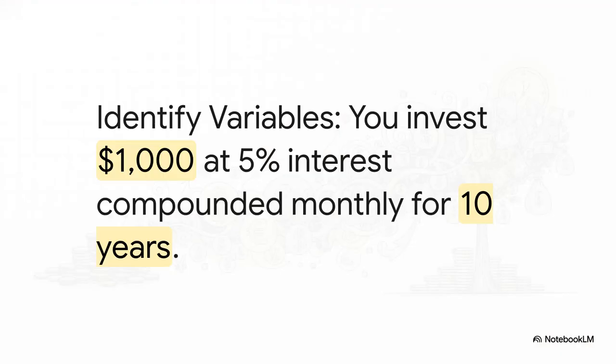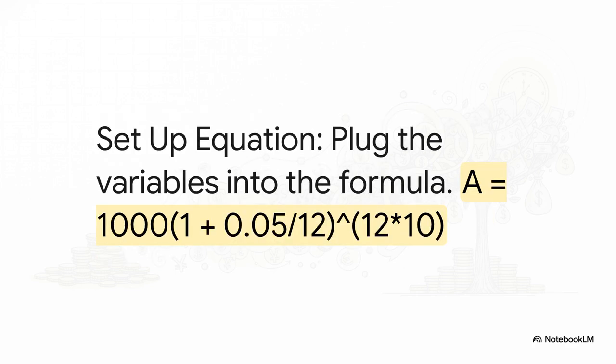All right, theory is great, but let's see this thing in the real world. We're going to walk through an example, step by step. First things first, we just need to pull the key numbers, our variables, right out of the problem. Next up, we just slot those numbers right into our formula. Our principal, P, is $1,000. The rate, R, is 5%, or 0.05. It's compounded monthly, so N is 12, and we're leaving it in for 10 years, so T is 10. See? Just like filling in the blanks.